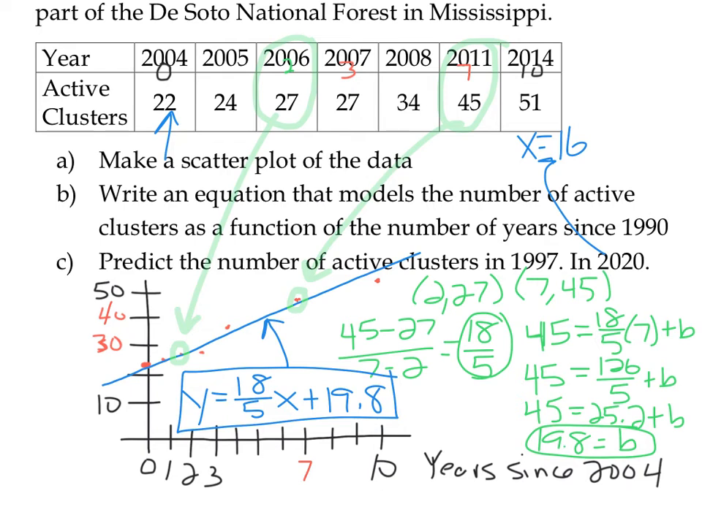So we could plug 16 into our equation. So we'd have 18 over 5 times 16. And that is a fraction. If you're putting it in your calculator, it comes out to 57.6, then plus the 19.8. And so we'd have 77.4. So when we have an x value of 16, we'd have a y value of 77.4. Let's get that a little more clear there. Okay, so 77.4. So we'd expect 77.4 active clusters. We'd probably round that to 77 because you probably wouldn't have part of a group of birds.